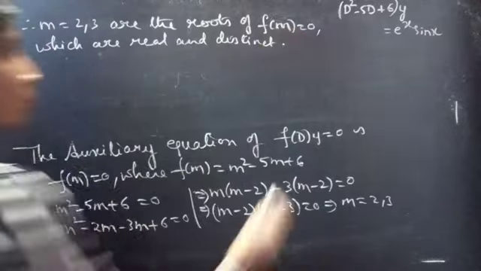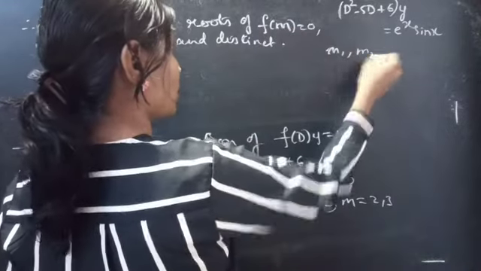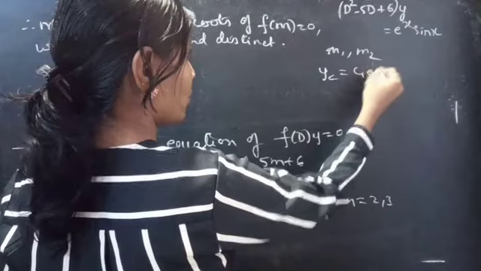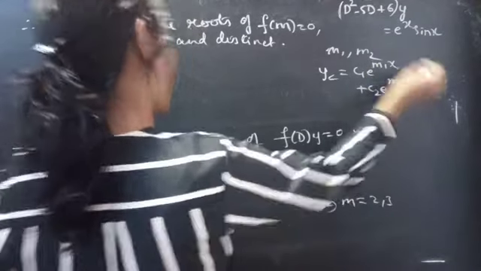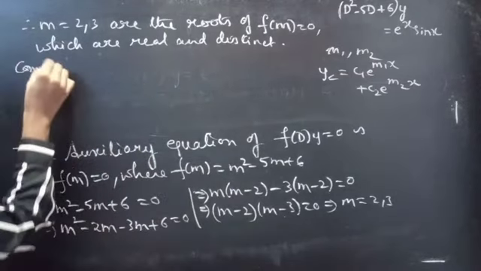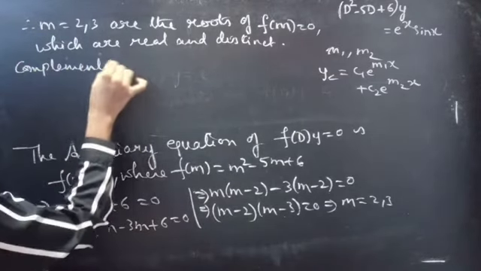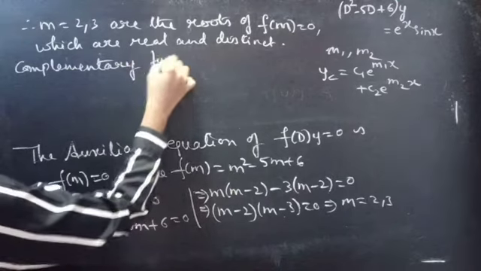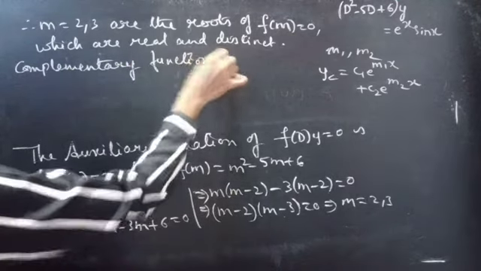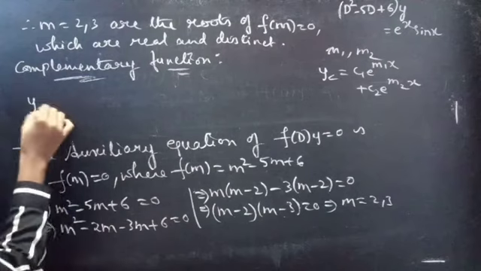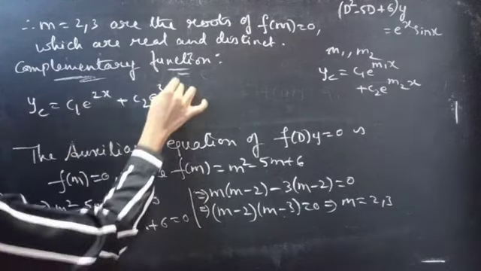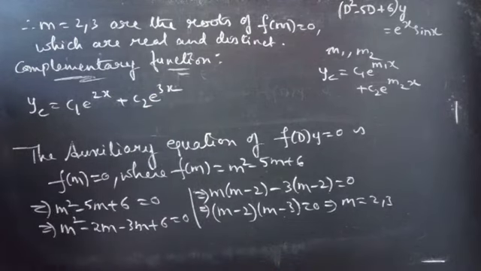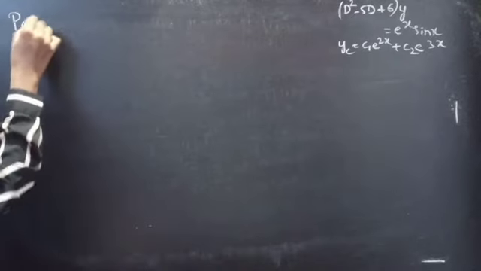We know that when two roots, say m1 and m2, are real and distinct, then the complementary solution looks like c1 e^(one root)x plus another constant into e^(another root)x. Now our complementary function will be yc = c1 e^(one root)x + c2 e^(another root)x. Now let's find the particular integral.